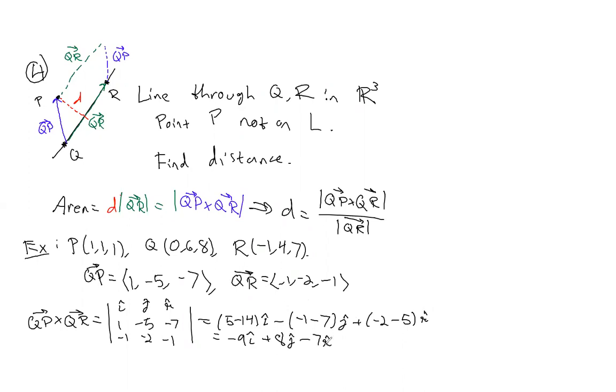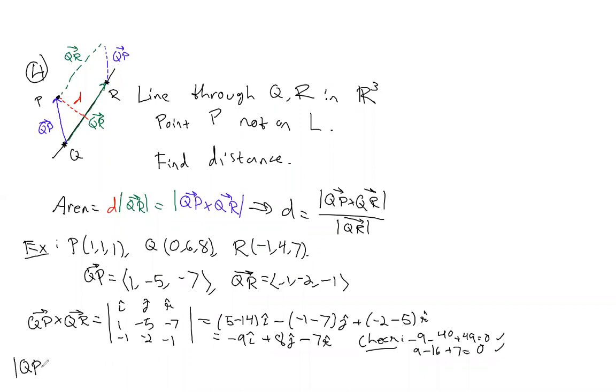minus 7K. Just to check to make sure that we did this correctly, negative 9 minus 40 plus 49 is in fact 0, and we have 9 minus 16 plus 7. And that is also, in fact, 0. What did I just do? I just took the dot product of what I think the cross product is with the vectors that we had before, and it works out. So, good. We're all squared away on that front.